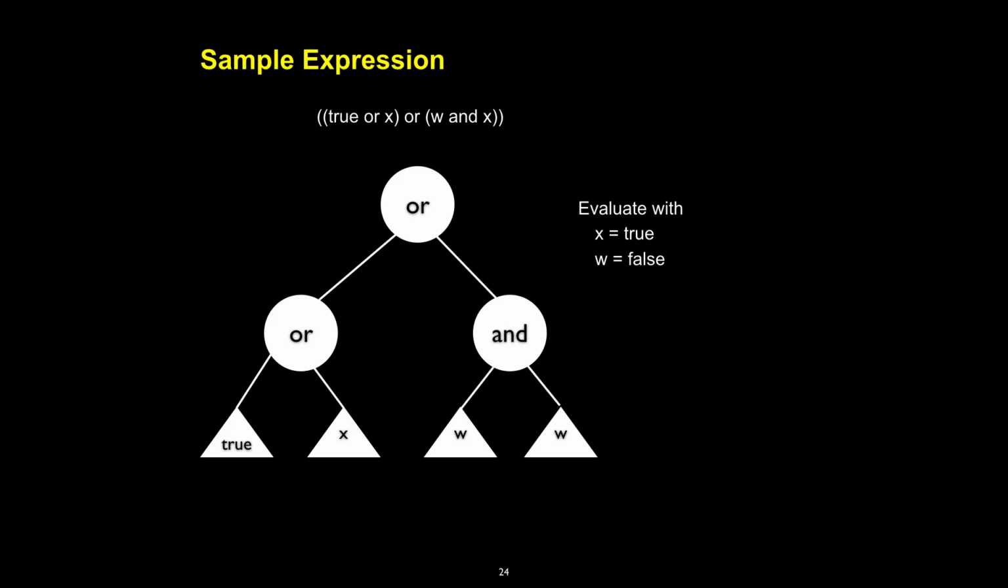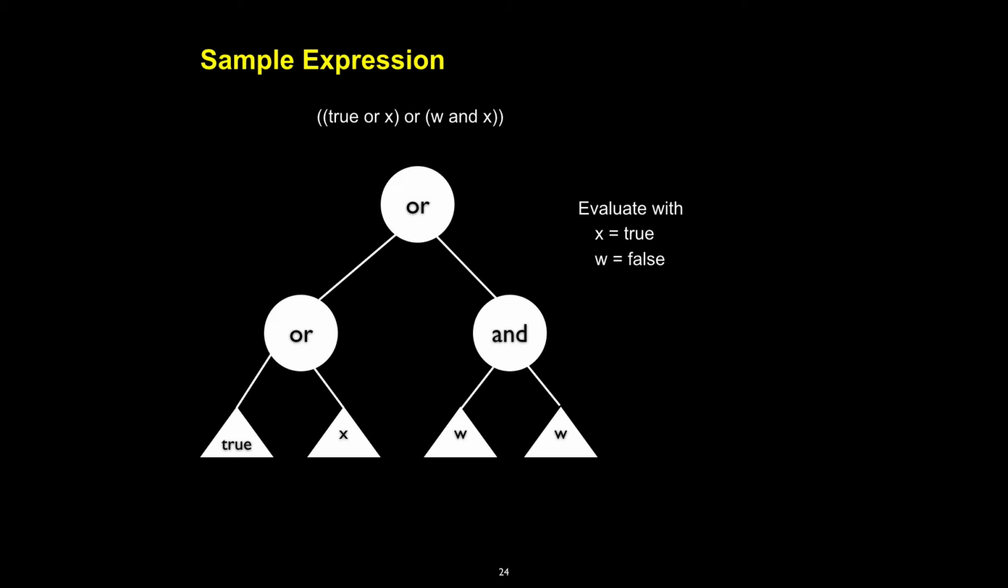And now once I've got the tree, now I can start evaluating the tree, right? How do I evaluate the tree? Well, I start at the root and I say, okay, I want to evaluate the OR, but to do that I need to know the values of the two sub-expressions, right? And so what's the value of this OR? Well, again, I need the value of its sub-expressions. This one's true. Oh, in this case, x is going to be true. And so true or true is true. So this evaluates to true.